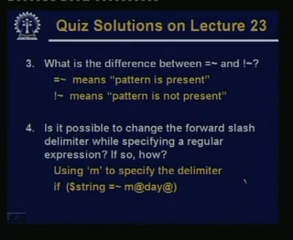What is the difference between equal to tilde and exclamation tilde? The first one means pattern is present, this means pattern is not present. This you use for string match. Is it possible to change the forward slash delimiter? If so, how? We do it by specifying this m. Like if you want to change to this @, we use m followed by the letter, and this will be the last letter also.